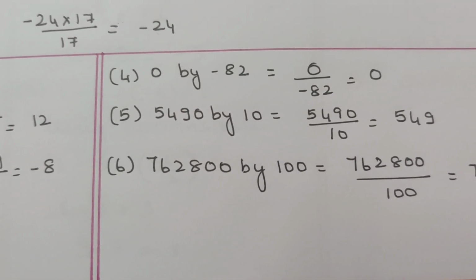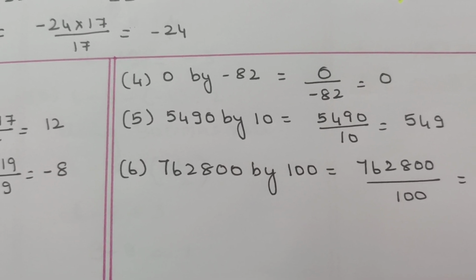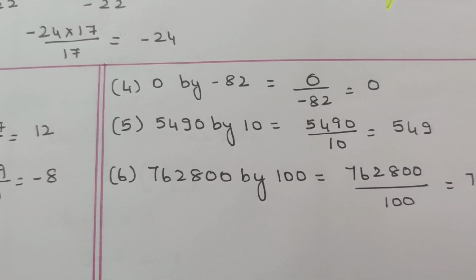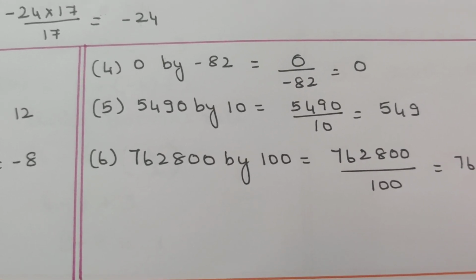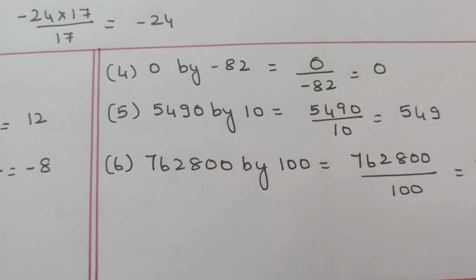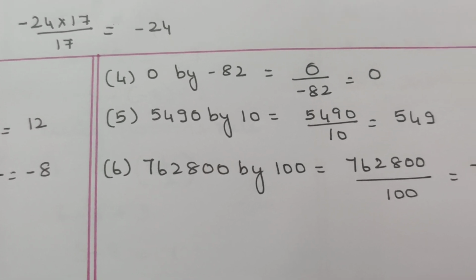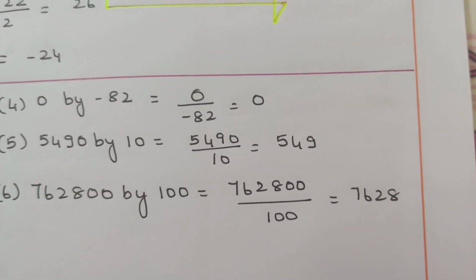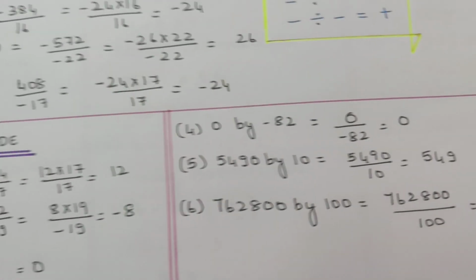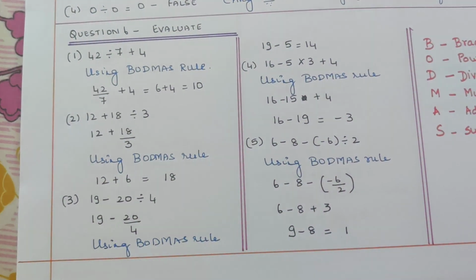Now we have 5490 by 10. We have one 0 in the numerator and one 0 in the denominator, which can be cancelled, and the quotient remains as 549. Now we have the sixth sum, which says 762800 by 100. We have 2 zeros in the numerator, 2 zeros in the denominator, which can be cancelled, and the answer remains as 7628. Hope exercise 1B till 4 is pretty easy and understood.